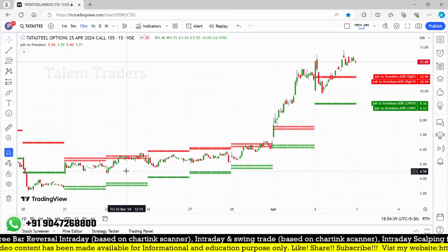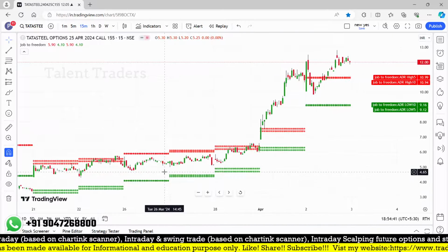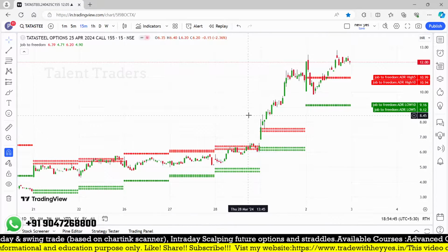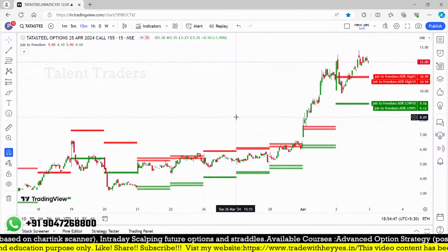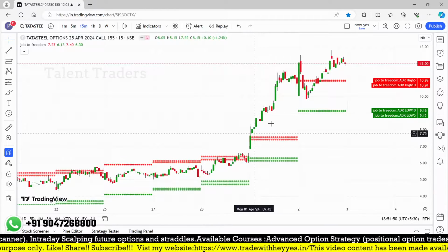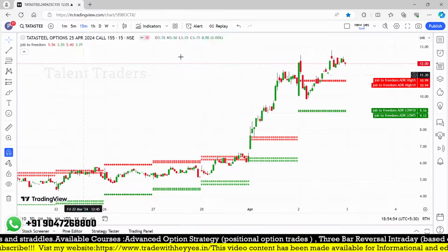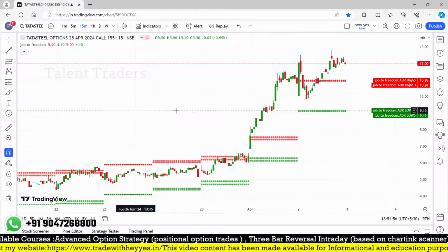For example, on range-bound days, that particular signal will not work. That means the option will not cross above the ADR high or low level. Only on trending days, if the option breaks that ADR level, we can easily identify the trade.